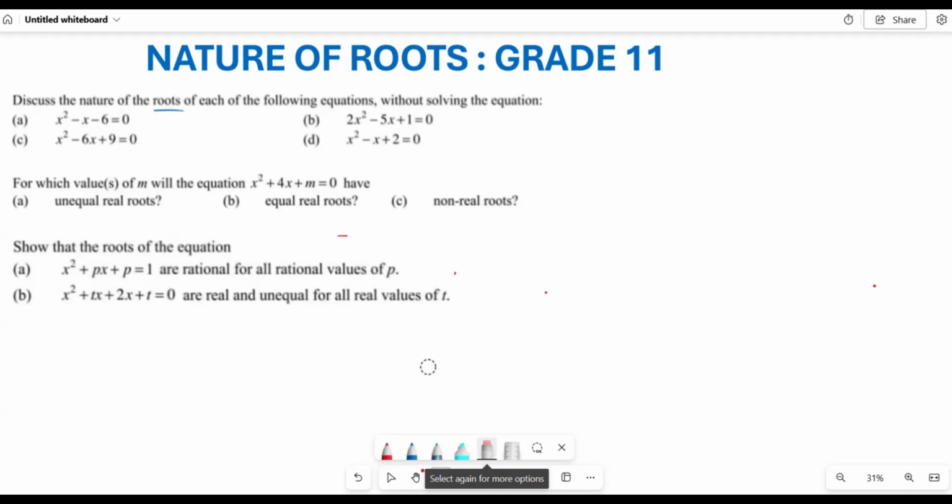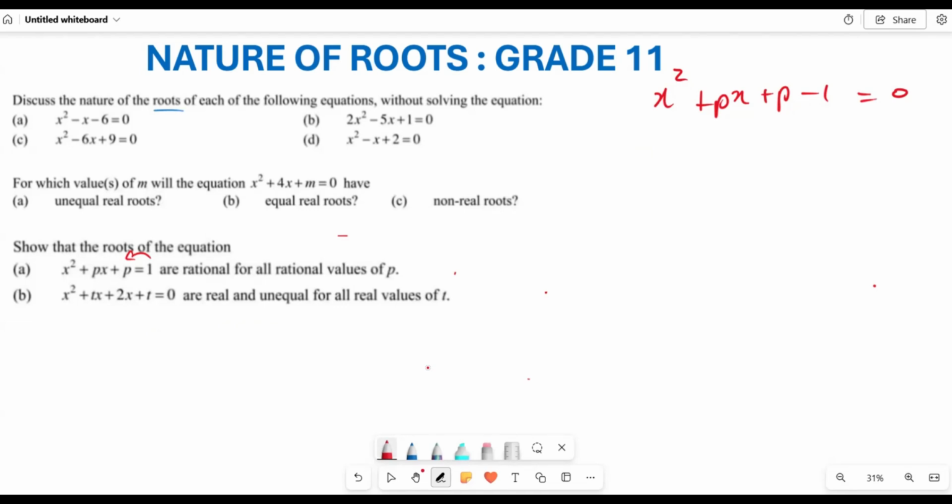Remember, for us to start with anything else, we need to start by firstly finding out the standard form. Which means this is going to be x squared, plus px, plus p. Now, I want to transpose the 1 this side. Can you see that this is going to be negative 1, equal to 0?